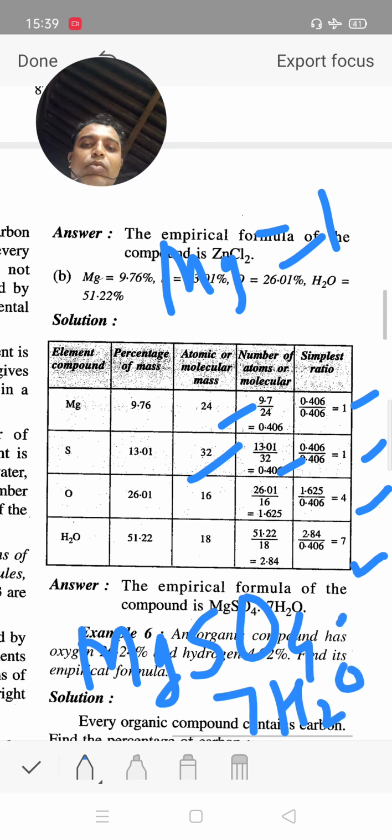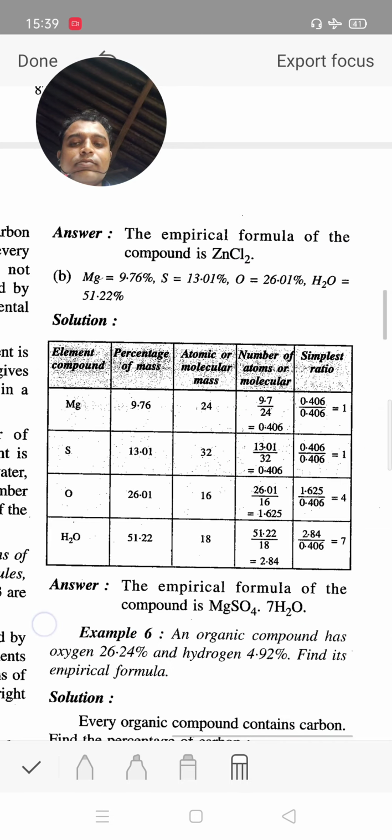It is the empirical formula of magnesium sulfate heptahydrate, Epsom salt. We calculate the empirical formula this way.